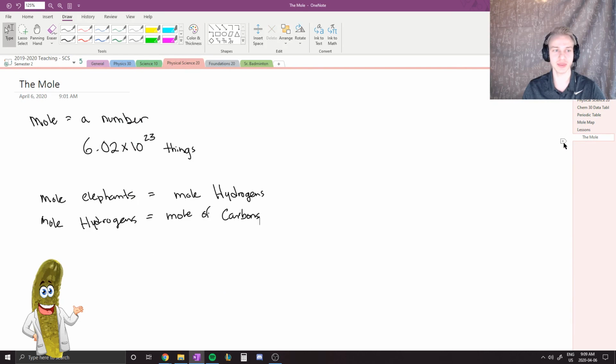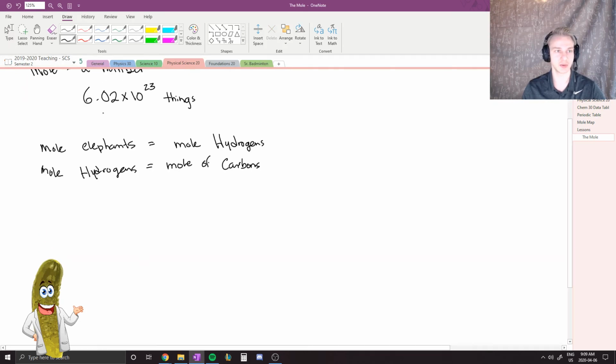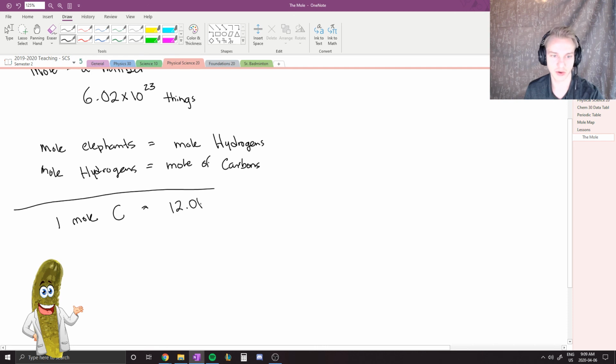What we can then say is that 1 mole of carbon is equal to 12.01 grams.